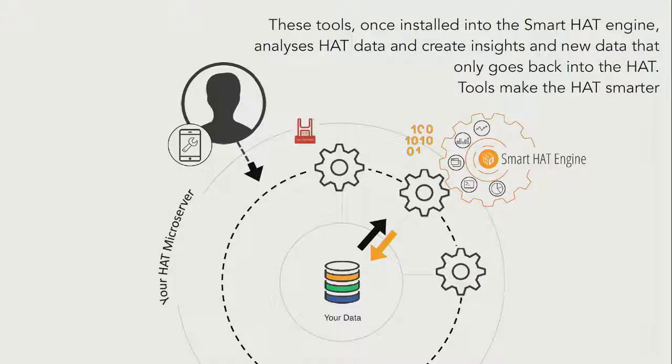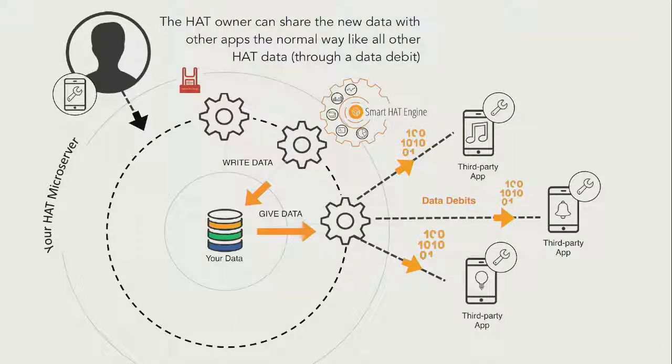The tools, once installed on the smart hat engine, can create new insights and new data which is written back into the hat for further sharing. So now within the hat itself, there is a closed loop feedback. The more data you have and the more tools you run, the more insights you have on your own data. This actually makes your data more valuable to corporations.